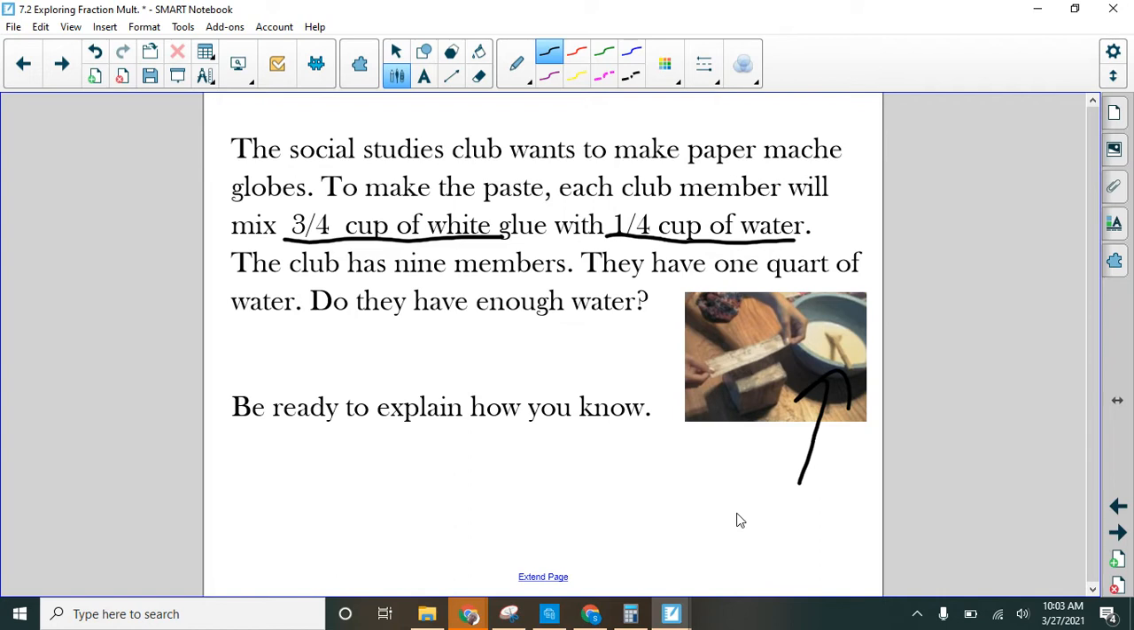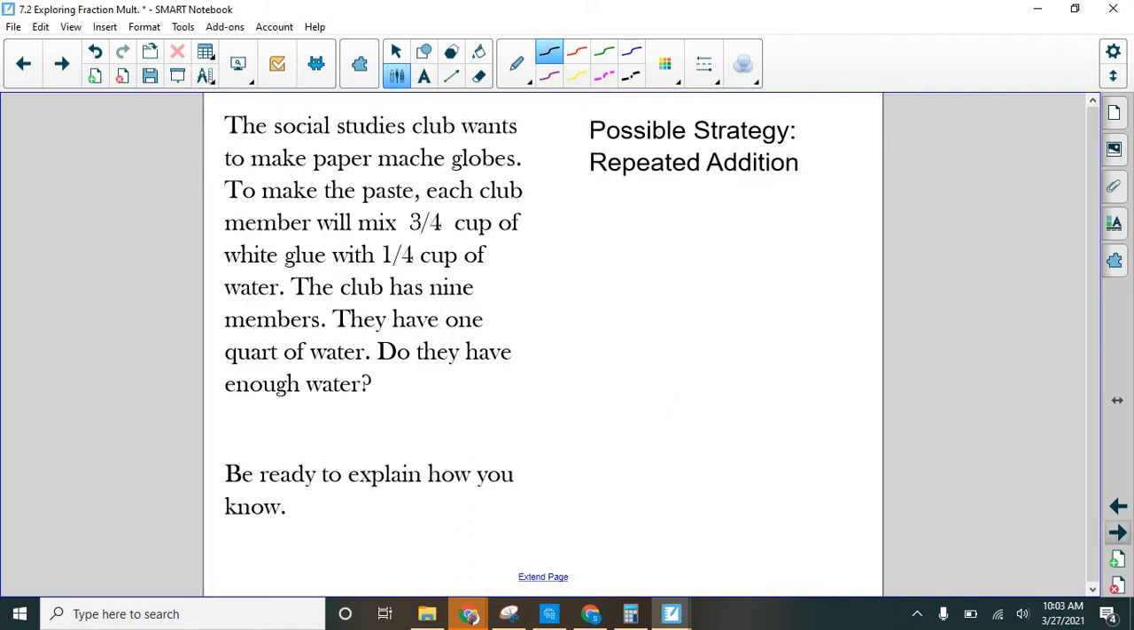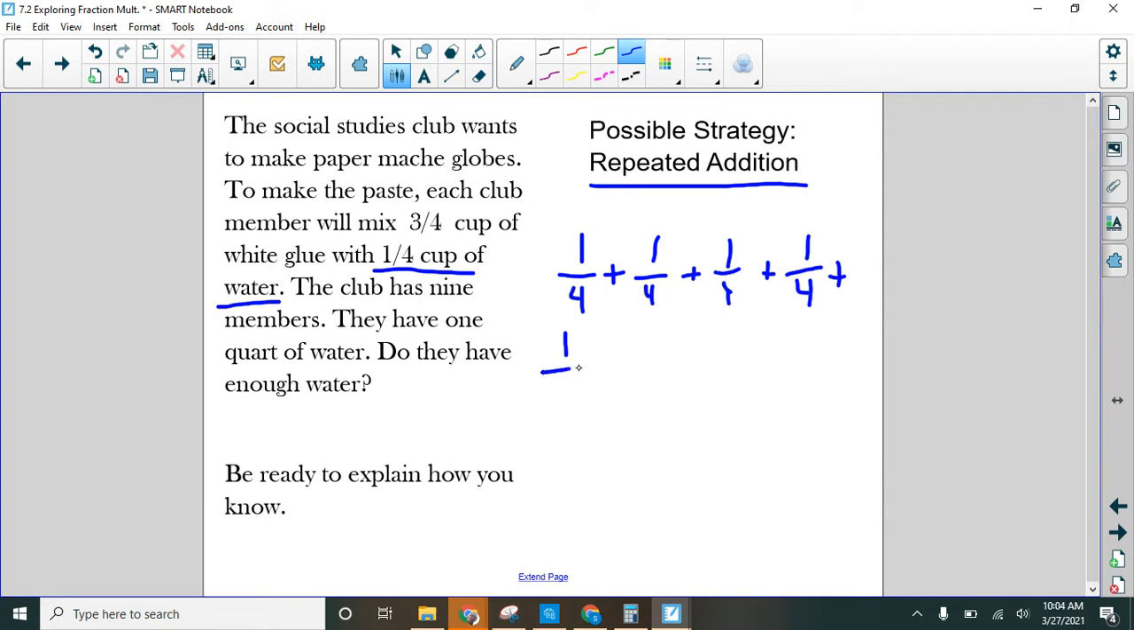I'm going to go through some ways, rather than tell you the answer right off the bat, that you could have decided this. So we know that we need 1/4 cup of water for 9 kids. One strategy here that you could use is repeated addition: 1/4 plus 1/4 plus 1/4, and there's going to be 9 of them. Let's see if I can get them all in down here. How many is that? 6, 7, 8, 9. And when I add up all of those fourths, I have 9/4.